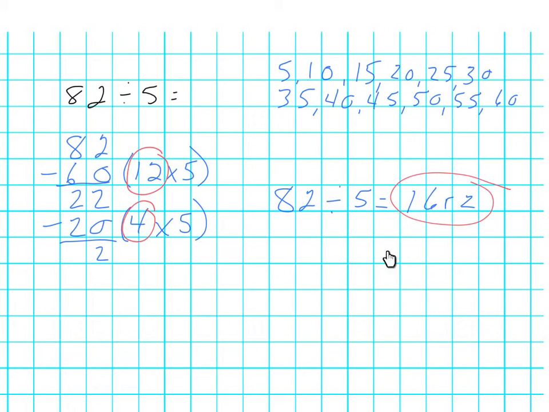Now I'm going to check my work down here. I go 16 times 5. 5 sixes are 30. 5 tens are 50. Plus 30 is 80. Plus the remainder of 2 equals 82. So I'm correct. That's that.